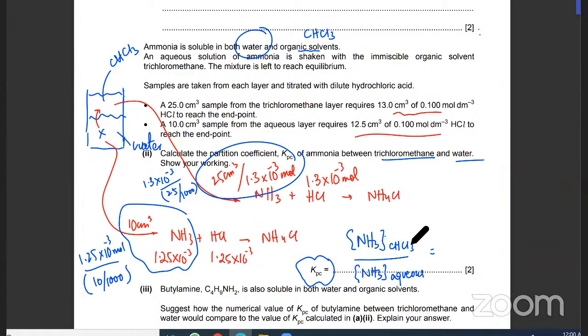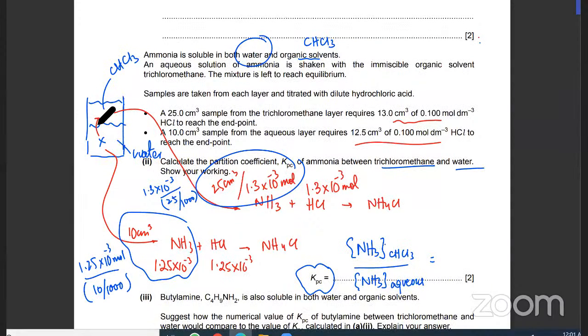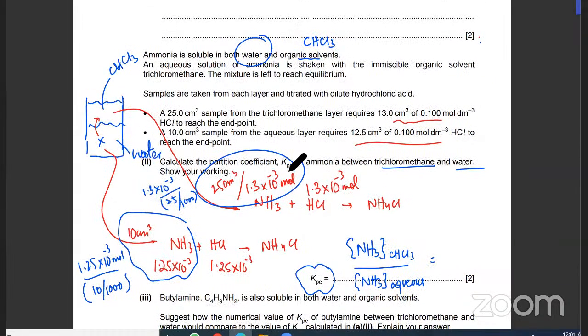So what is KPC? KPC is the concentration of the solute in one layer divided by the concentration of solute in the other layer. And the rule is that when they talk about KPC of ammonia between trichloromethane and water, the trichloromethane layer should be in the numerator and the water layer should be in the denominator.